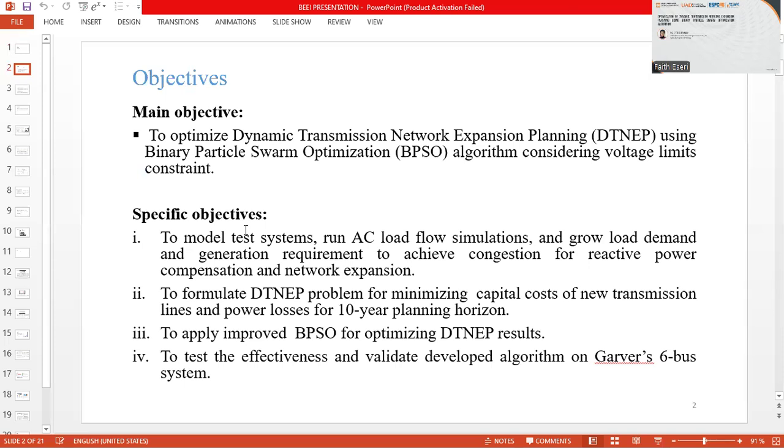2, to formulate the DTNEP problem so as to be able to minimize the capital costs of new transmission lines and power losses for a 10-year planning horizon. 3, to apply improved BPSO for optimizing DTNEP results, and finally, to test the effectiveness and validate the algorithm on the Garver 6-bus system.